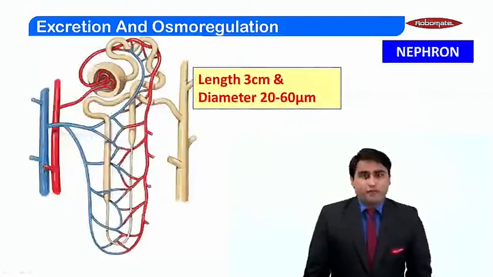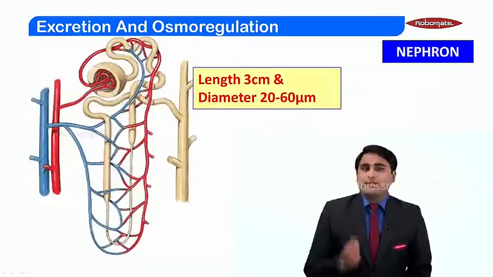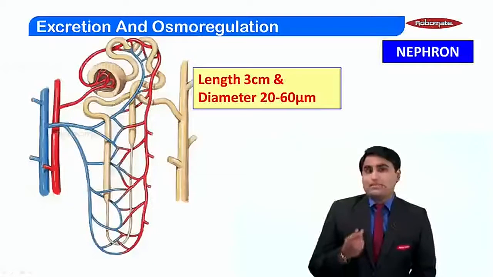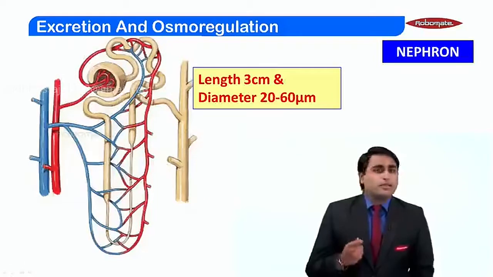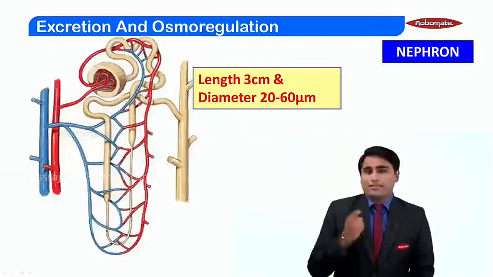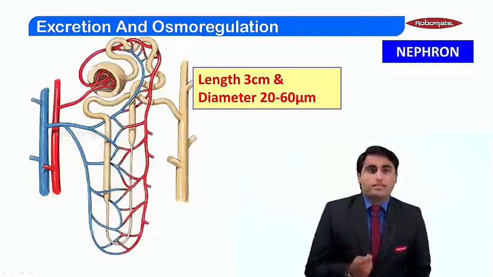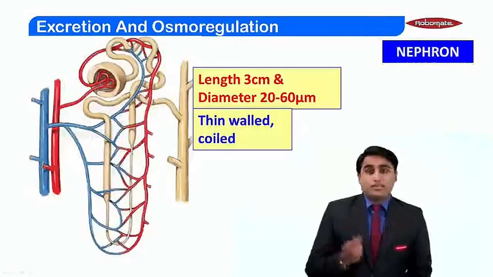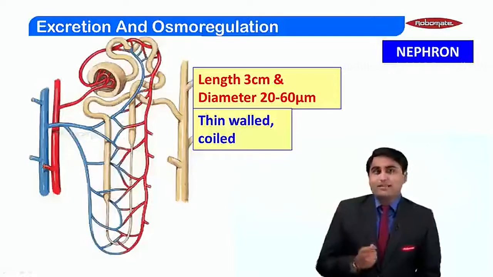A single nephron is about 3 centimeters long. That's how small a single nephron is. And the thickness or the diameter of this nephron is about 20 to 60 micrometers. That's how thin a single nephron is. And if you observe, it has a very thin wall structure and it is highly coiled. You can appreciate that in the diagram.